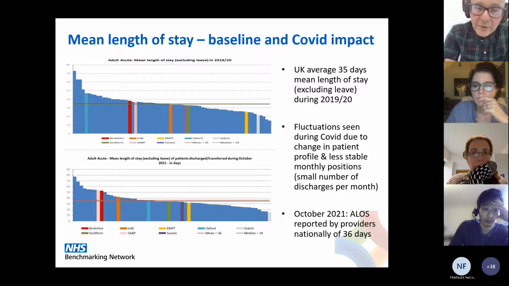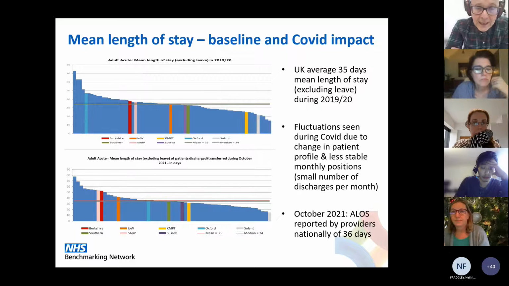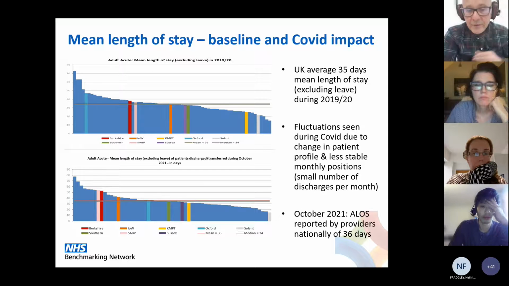You can see that we had this really quite wide range between providers, from Oxford Health on the left, being very much in the top decile through to Solent and Kent being very much at the other end of the scale. So a lot of variation between providers.